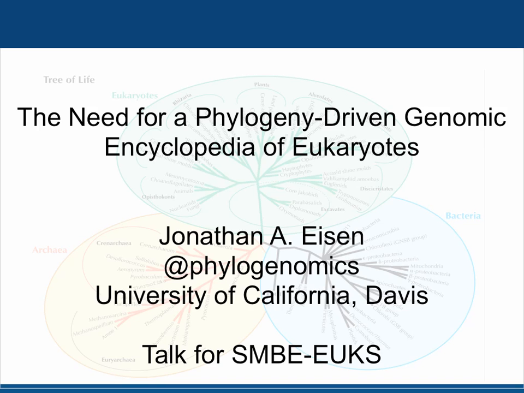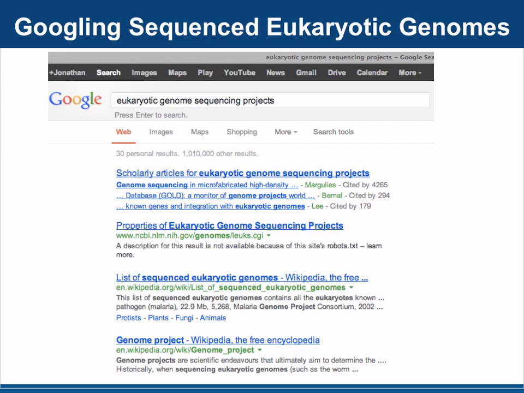I think the time is right to try this again, given costs of sequencing now. So the problem is pretty simple. Most people here probably understand this, but I'm just going to go through this. So I consulted last night the trusty Google and did a search for eukaryotic genome sequencing projects to try and find a list of eukaryotic genome sequencing projects.